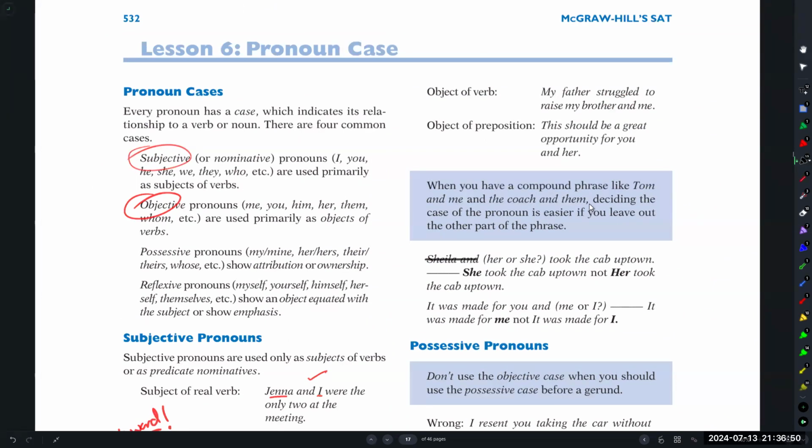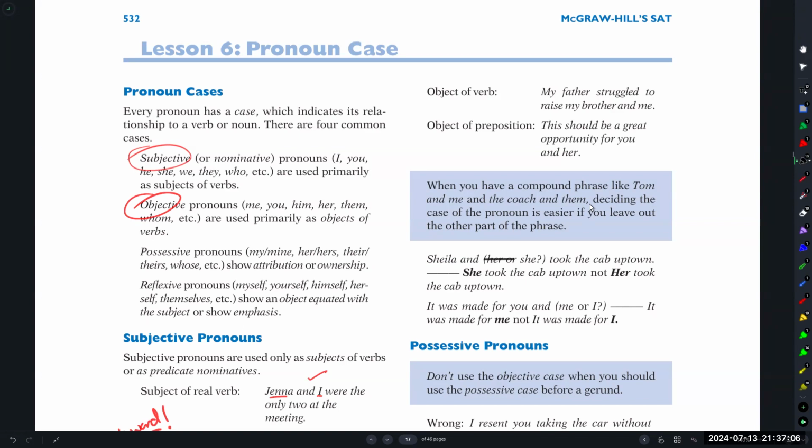Kick out Sheila if you have an issue figuring out whether it's Sheila kicked out. She took the cab uptown, right? Can't be her. Sheila and she. Sheila and she took the cab. Very awkward, but it is correct.